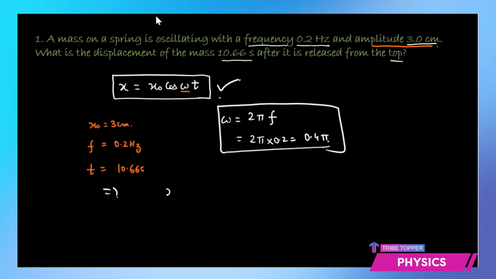Knowing all the values, we will just plug them in this equation, and we get that the displacement at 10.66 seconds after the release is going to be x is equal to x naught, which is 3 centimeters, so I'll write it as 0.03 meters. Remember to convert into SI units, times cos of omega t. Omega is 0.4 pi times t, 10.66. Just put in all the values in your calculator and you get the answer as 0.02 meters or 2 centimeters. So when the bob is released from the top, at 3 centimeters, after 10.66 seconds from the release, it is at a displacement of 2 centimeters.